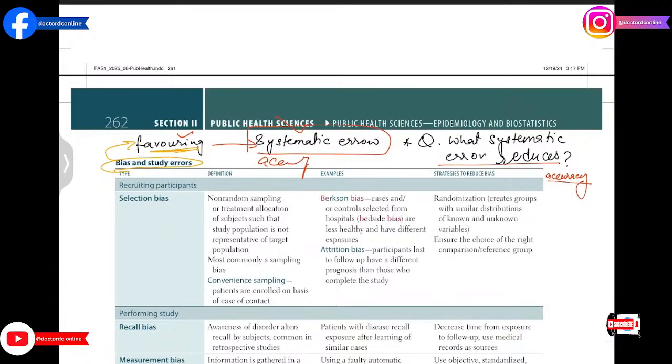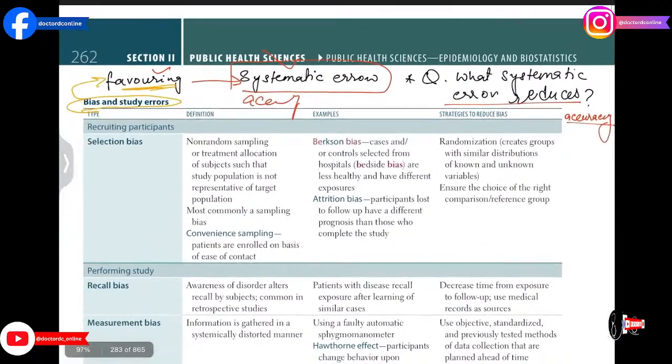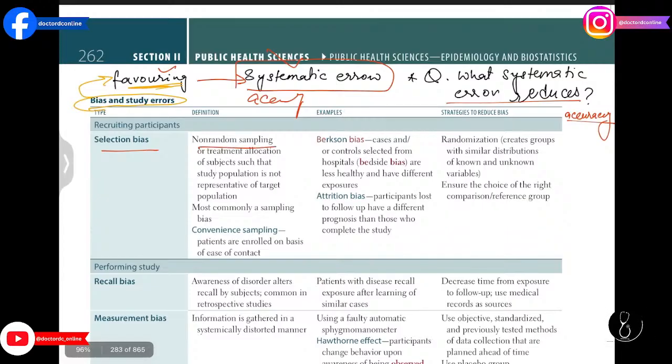Let's start with biases that can occur when recruiting participants for your study. Selection bias is the non-random assignment of subjects to study groups. For example, selection bias occurs if only hospitalized patients are used as a control group, or if the patients themselves decide which group to enter. Thus, each group is a non-representative sample.